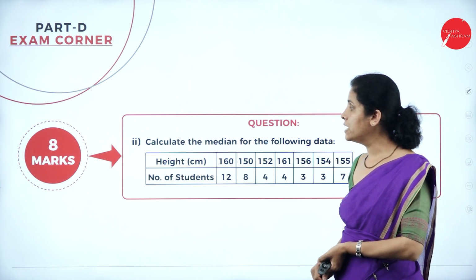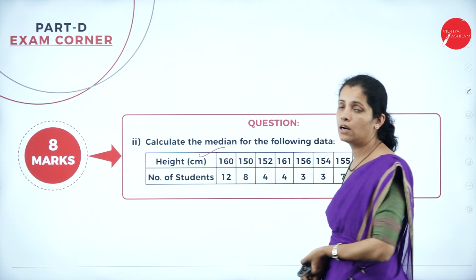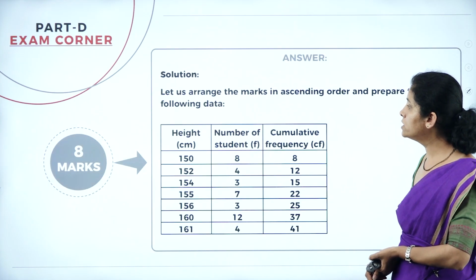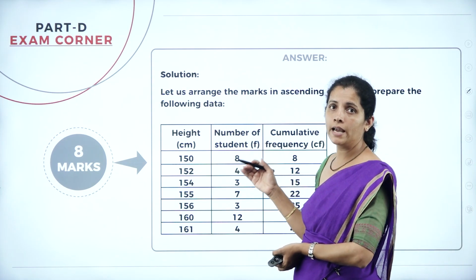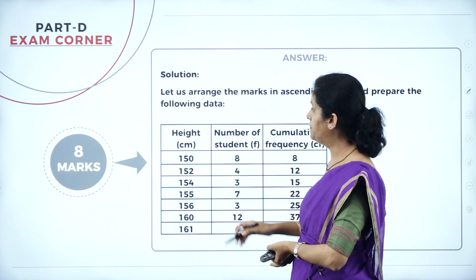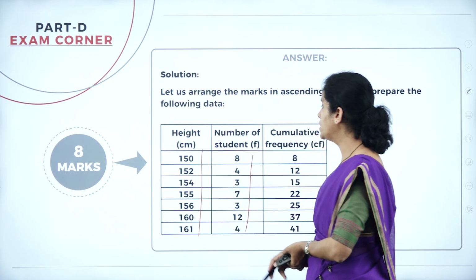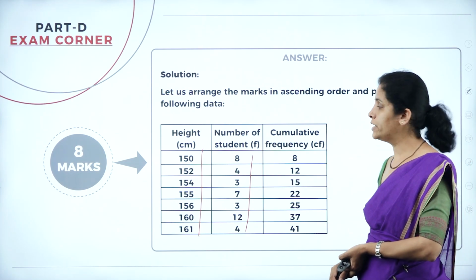So dear student, I am going to have another question, that is calculate the mean of the following data. And I have the data, that is the height in terms of centimeter and number of students. So dear student, see here, I am going to represent the data in the form of a table. I'll write all the data as well as the student number. Okay, now I'm going to find the cumulative frequency.